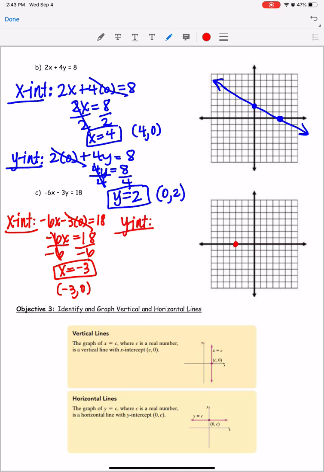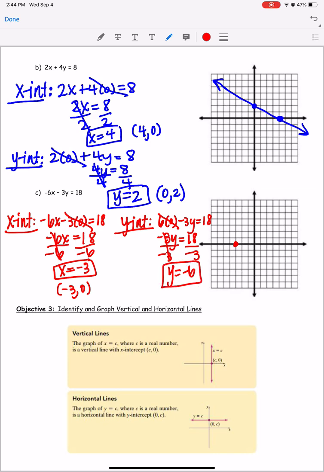So then find your y-intercept. That means I'm plugging in a 0 for x. So 6 times 0 minus 3y equals 18. 0 times anything cancels, so we're left with negative 3y equals 18. Divide by -3, and we get y is -6.